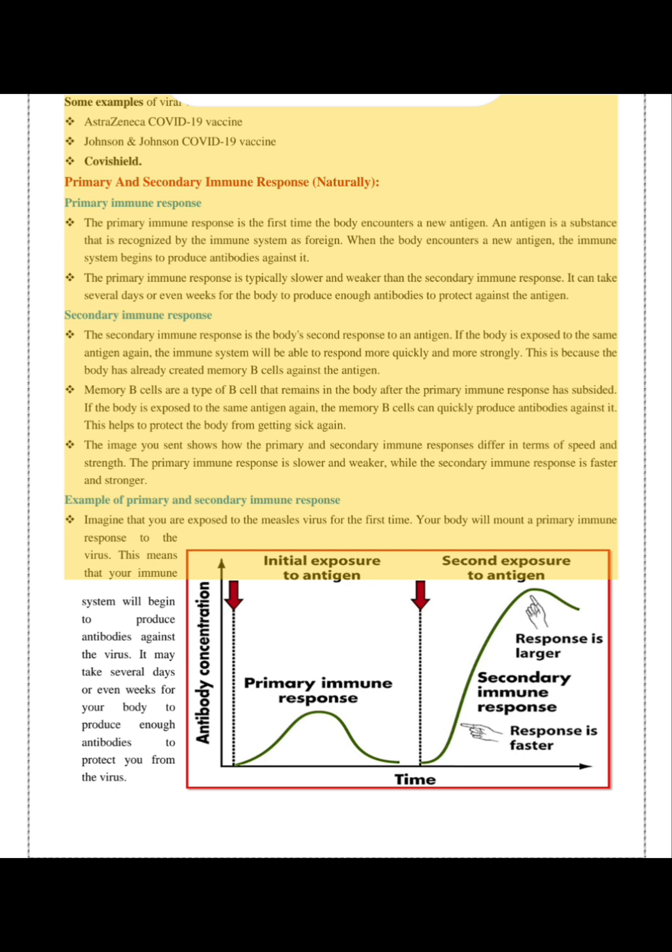Secondary immune response. The secondary immune response is the body's second response to an antigen. If the body is exposed to the same antigen again, the immune system will be able to respond more quickly and more strongly.